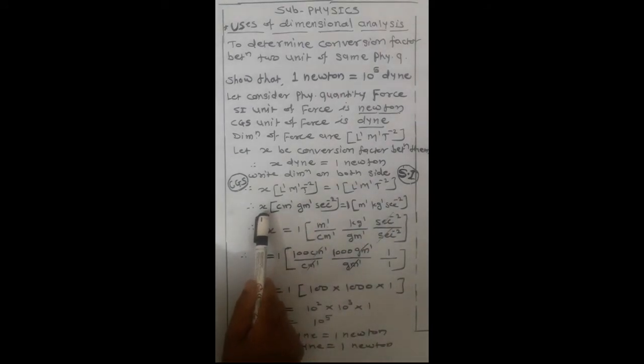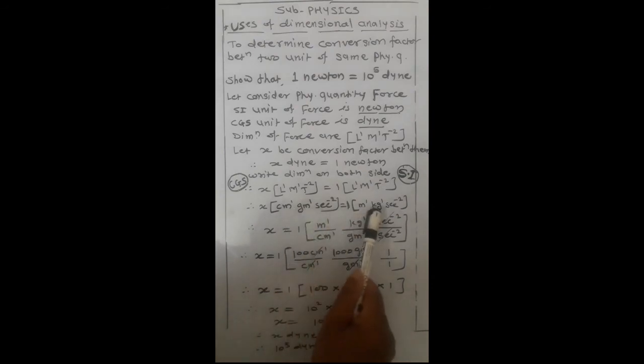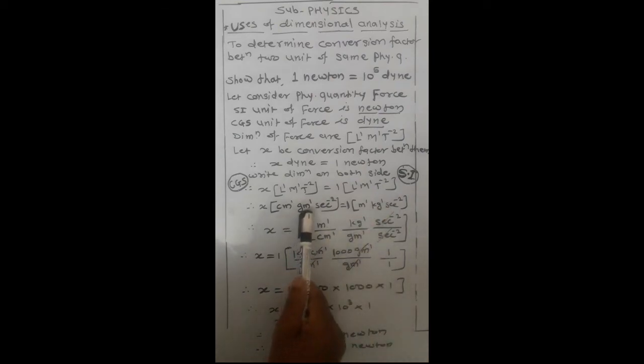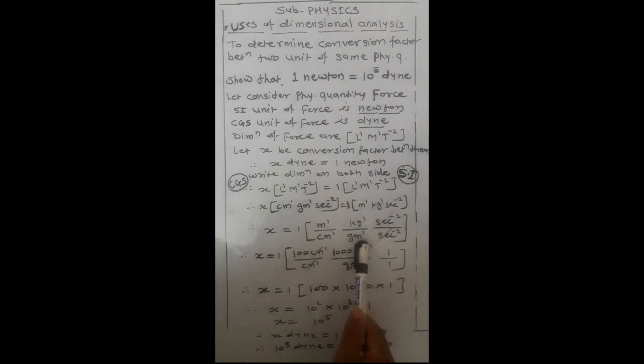We have to find out this factor X, the conversion factor. Therefore, X is as it is, and these terms multiply, take this side, divide. Okay. Therefore, X is equal to 1 as it is, meter raised to 1, then this centimeter, take this side, divide, centimeter raised to 1. Meter raised to 1 upon centimeter raised to 1. Again, this kg raised to 1, this gram, take this side, divide, kg raised to 1, gram raised to 1. Second raised to minus 2, this take this side, second raised to minus 2, both are the same quantity. Therefore, second raised to minus 2 and second raised to minus 2 cancel with one another. Okay. Therefore, remaining term is 1 upon 1.